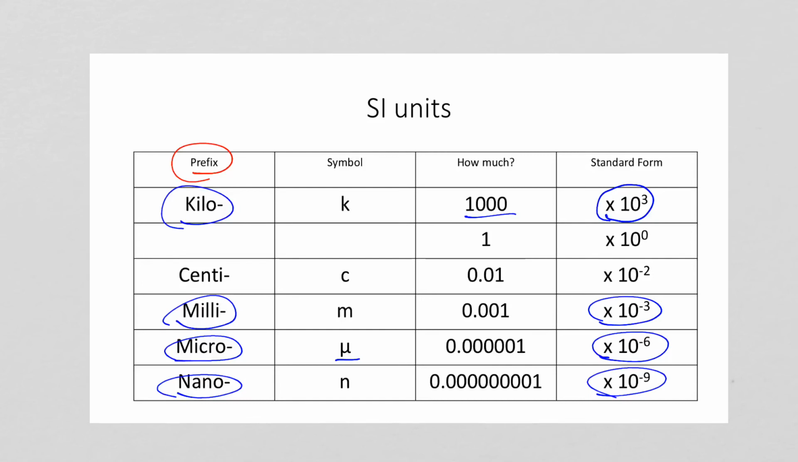You'll notice that kilo is 1,000 times bigger. Milli is 1,000 times bigger than micro. Micro is 1,000 times bigger than nano. Centi doesn't really fit that pattern, but you do need to remember what these prefixes mean, both in terms of just the number, but even more usefully in the standard form. So kilo, 10 to the power 3, milli, 10 to the power minus 3, micro, 10 to the power minus 6, and nano, 10 to the power minus 9.